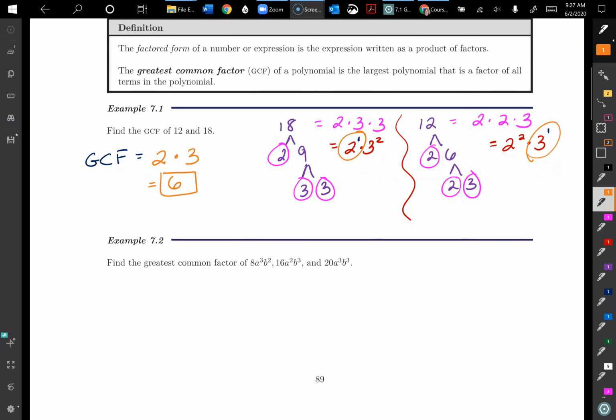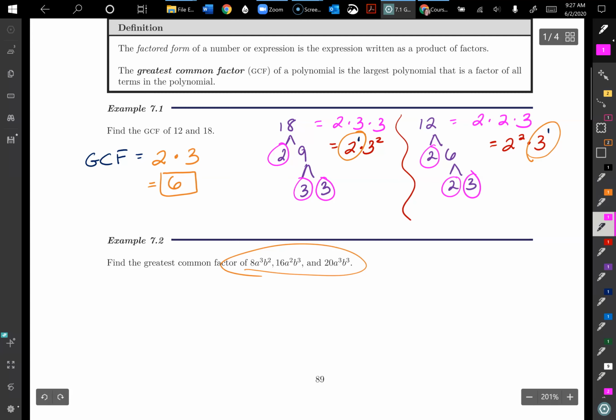So now we're going to take that same process and apply it to some monomials. So find the greatest common factor of 8a cubed b squared and 16a squared b cubed and 20a cubed b cubed. So if we think about kind of picking it apart, we can look at the number parts first, just the coefficients. So we have 8, we have 16, and we have 20.